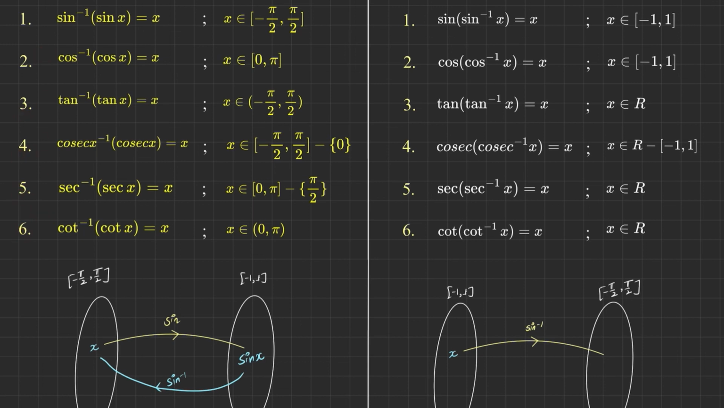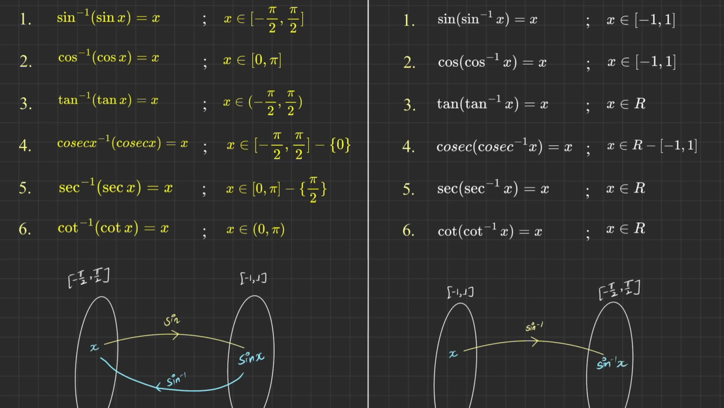Now in the second column, as you can see here, I have written number 1, sine of sine inverse x is also x. For that I have made one diagram here. There is a sine inverse function whose domain is minus 1 to 1 and whose codomain or range is minus pi by 2 to pi by 2. So this sine inverse function will take x to sine inverse of x.